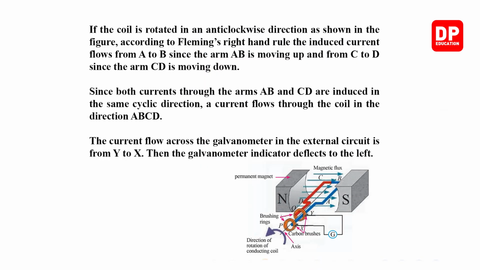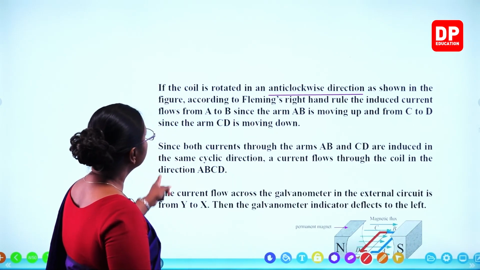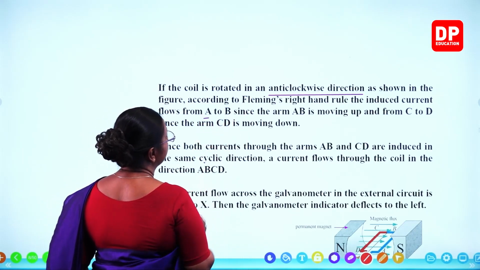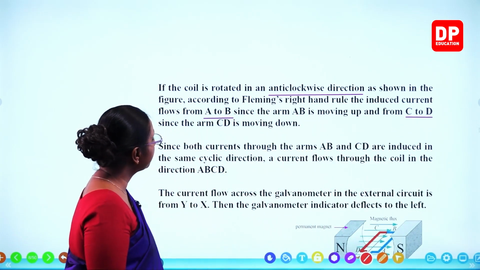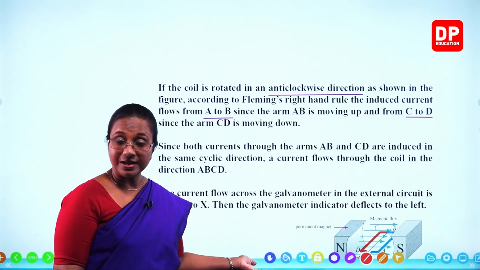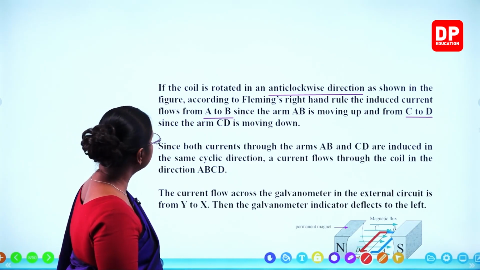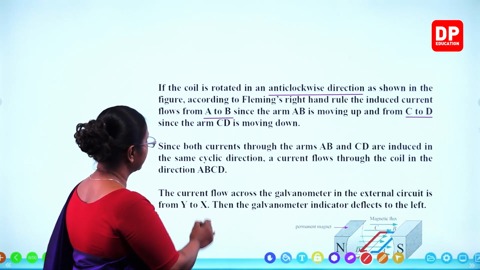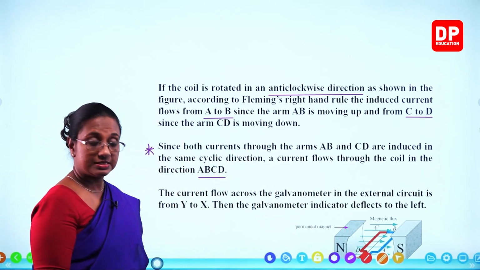If the coil is rotated in an anti-clockwise direction, so this is what I explained to you all, anti-clockwise direction as shown in the figure. According to Fleming's right-hand rule, the induced current flows from A to B since the arm AB is moving up, and from C to D since the arm CD is moving down. That is what we determined before also. Since both currents through the arms AB and CD are induced in the same cyclic direction, a current flows through the coil in the direction ABCD.